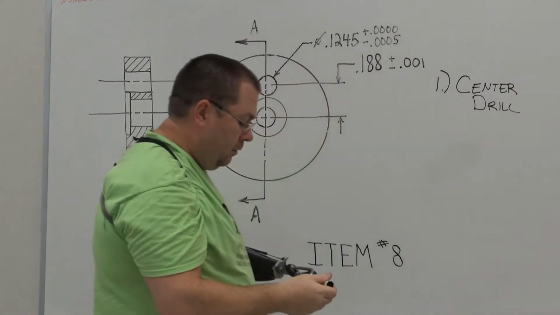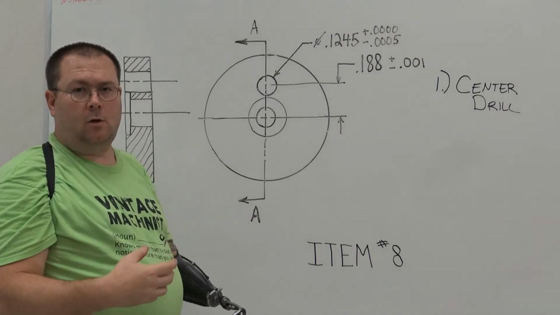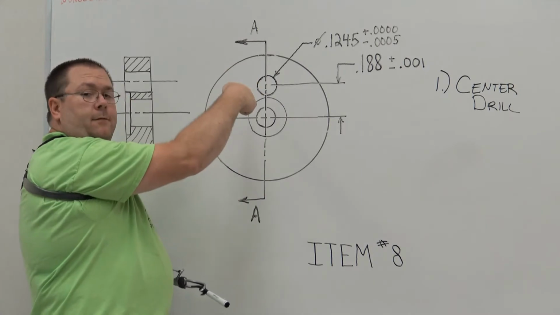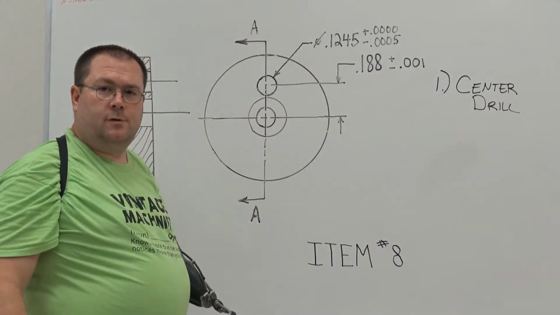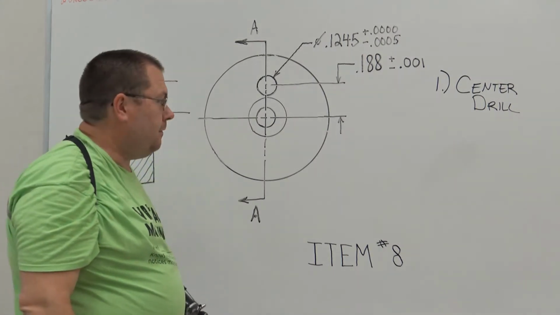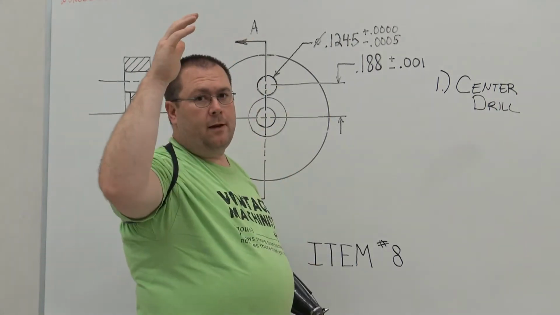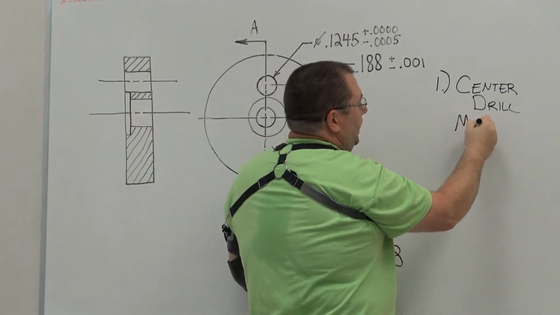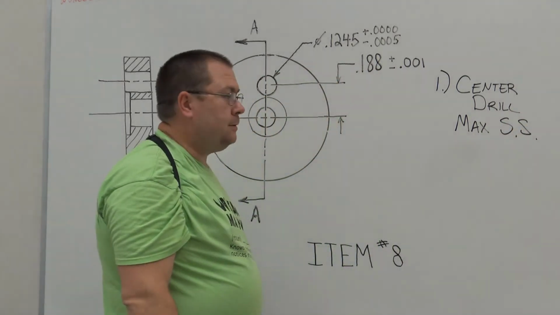Now on the flywheel, we used a number 1 center drill because it was much smaller. We had clearance issues that we had to work out. In this case, coming down from the top, I got all the clearance in the world. So I'm going to use my number 2 center drill. The tip on a number 2 center drill is a 1/16 of an inch in diameter. If I calculate my RPM, you guessed it, it's going to be higher than we can reach on the machine. So we're going to run at max spindle speed.